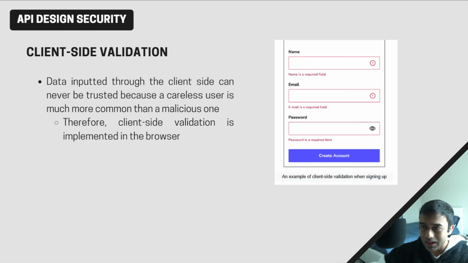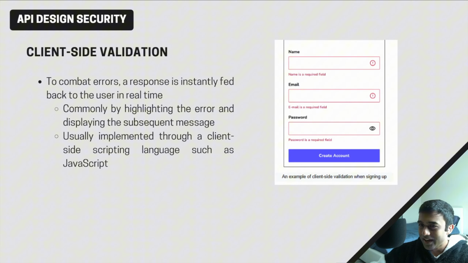Data inputted through the client side can never be trusted, and a careless user is much more common than a malicious one. Therefore, client side validation is implemented in the browser. To combat errors, a response is instantly fed back to the user in real time, commonly by highlighting the error and displaying the subsequent message. So, in this first example for name, you can see the text box is in red and you have a hint saying that name is a required field. So it gives you a message, and this is usually implemented through a client-side scripting language such as JavaScript.